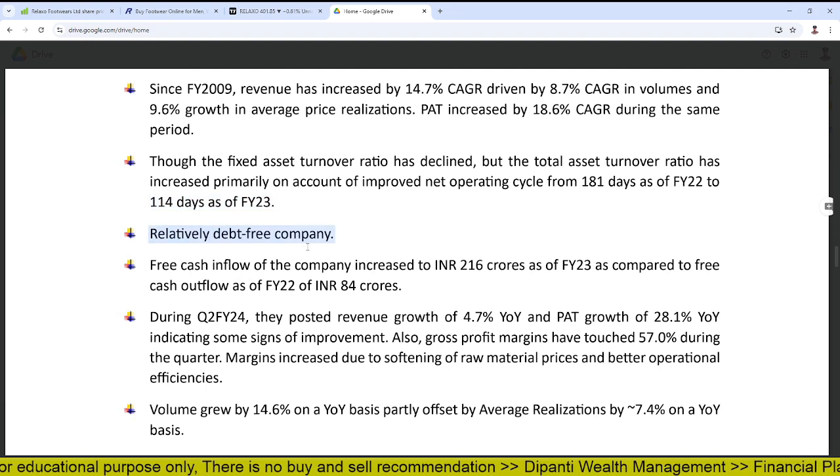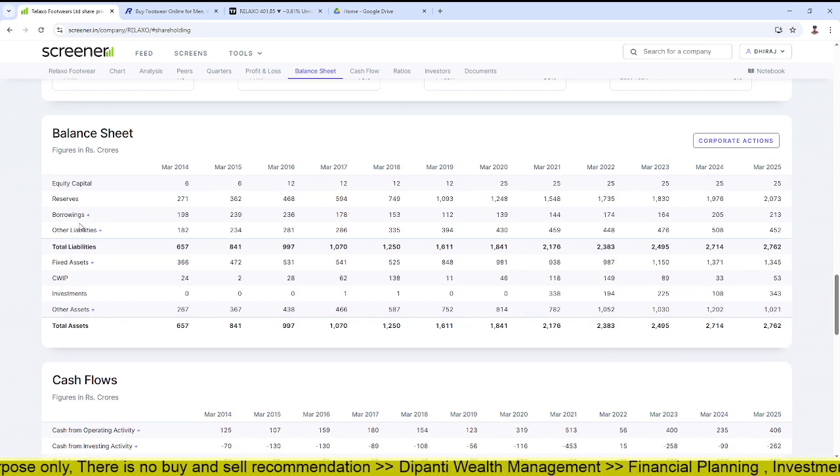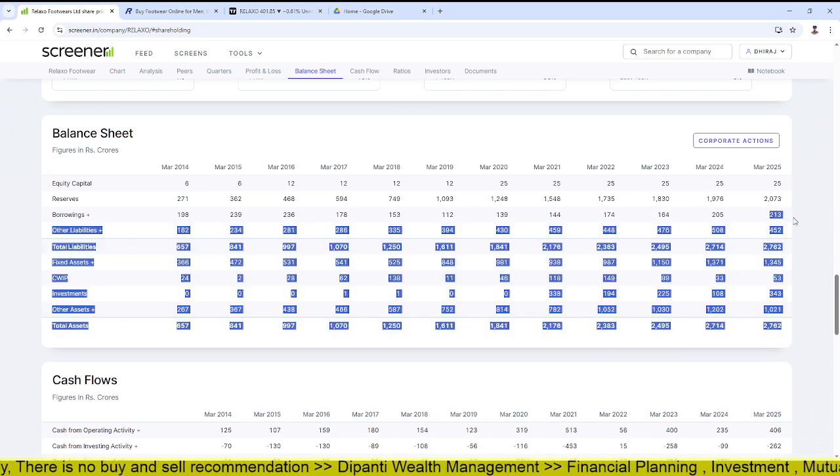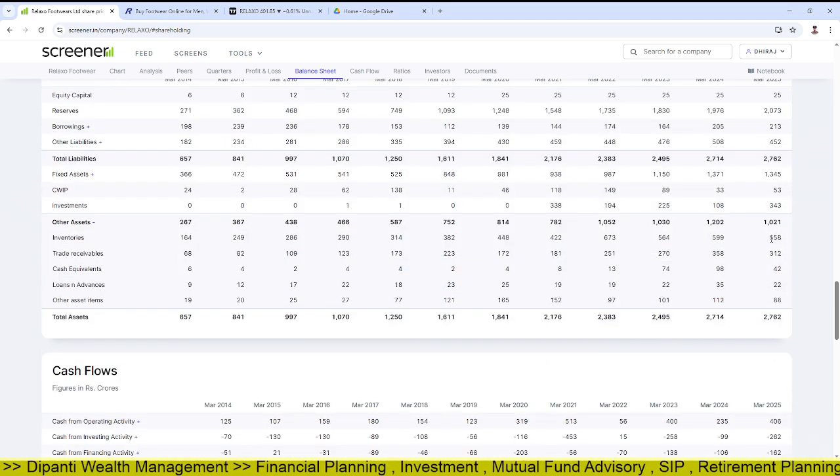Relatively debt free company. How can we consider this a debt free company? Because if I observe the balance sheet, borrowing is right now 213 CR, and comparatively we can see the fixed assets, investments and others. You can see inventory itself is 558 CR. Trade receivables are 312, which will come into the company's bank account, and also cash equivalents of 42 CR.